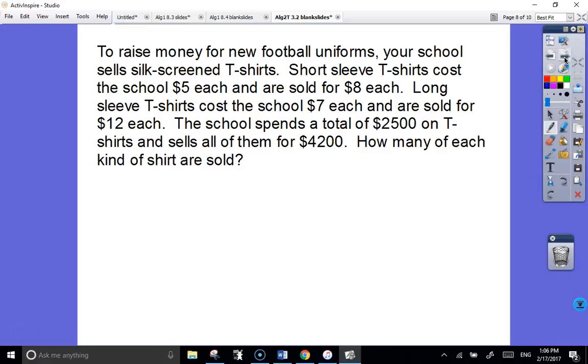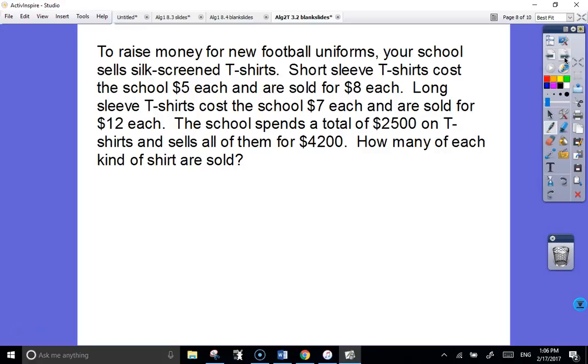All right. To raise money for new football uniforms, your school sells silk-screened T-shirts. Short-sleeve T-shirts cost the school $5 each and are sold for $8 each. Long-sleeve T-shirts cost the school $7 each and are sold for $12 each. The school spends a total of $2,500 on the T-shirts and sells them for $4,200. How many of each kind of shirt are sold?